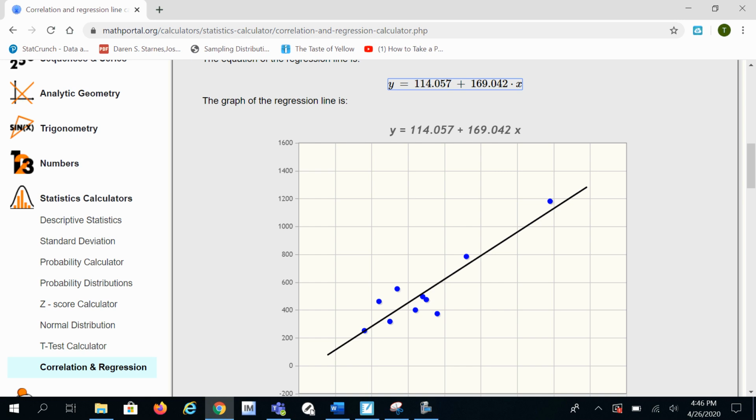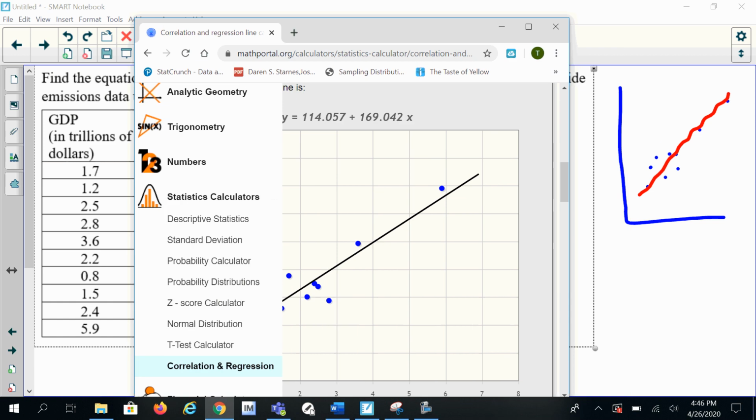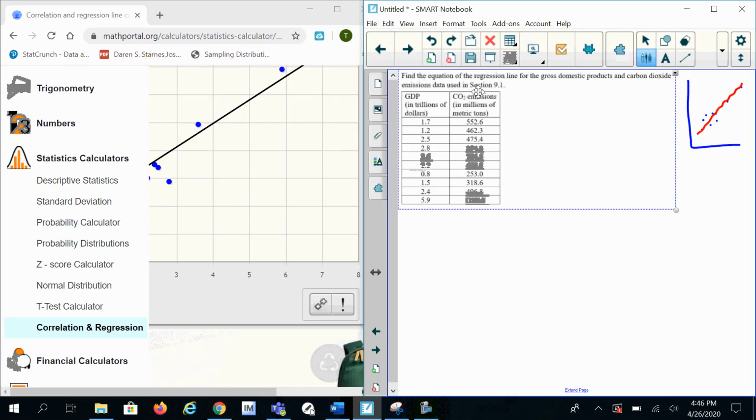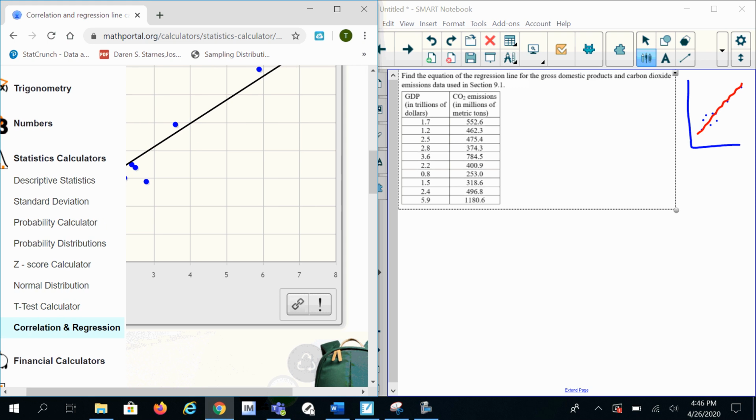So we're going to then go to our thing. I'm going to make this two windows because I don't remember that. So I'm just going to write down the two numbers they were.